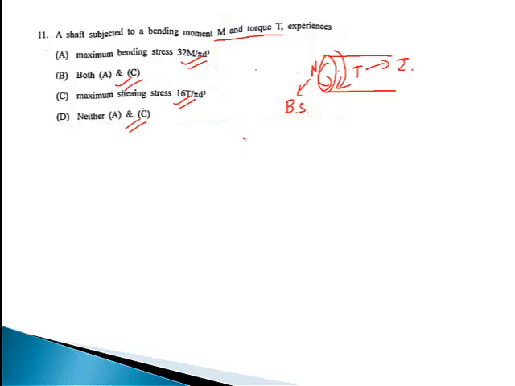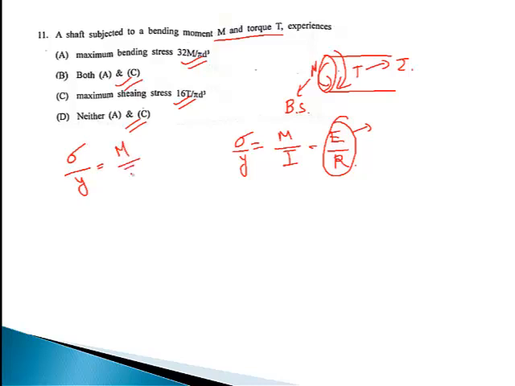So we know sigma by y equal to M by I equal to E by R. This is the bending equation. The term E by R does not have any reference with the problem. If we see sigma by y equal to M by I, so sigma equals M y by I. Now for sigma to be maximum, this y should be maximum.